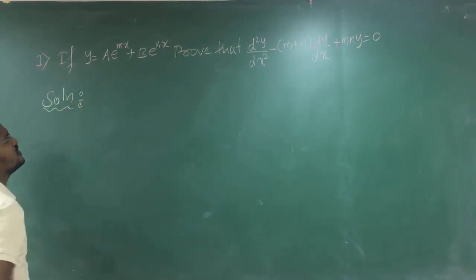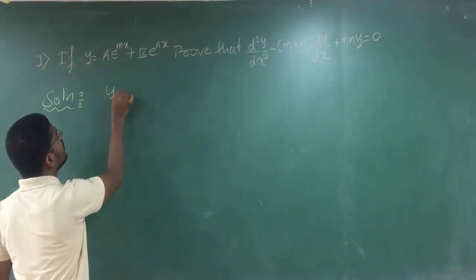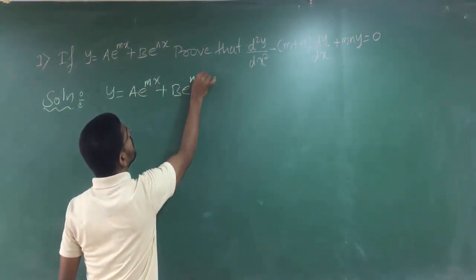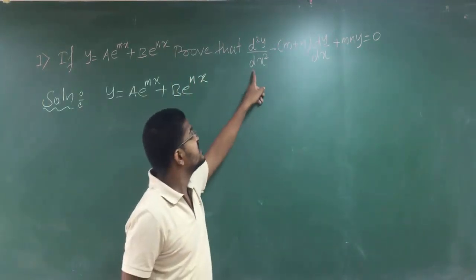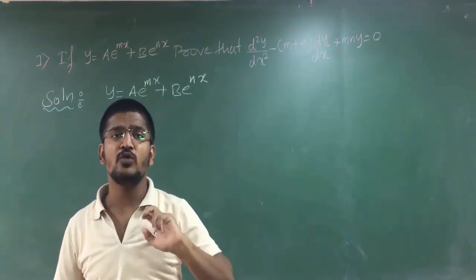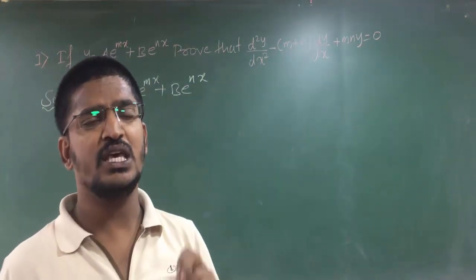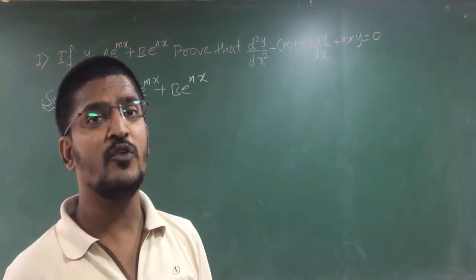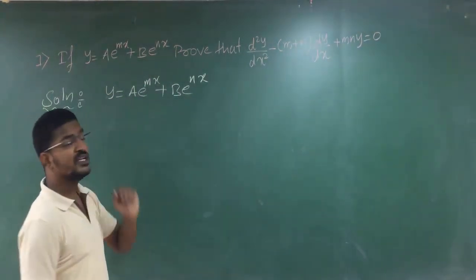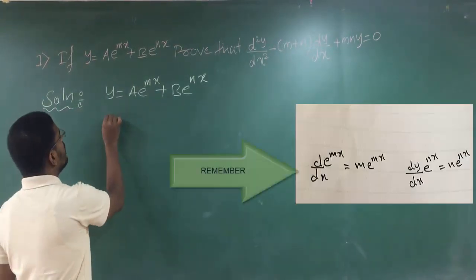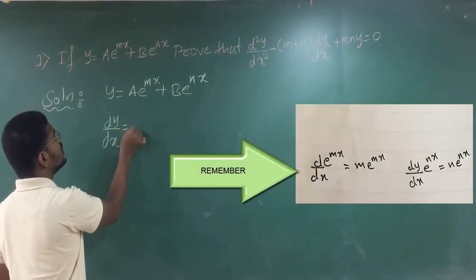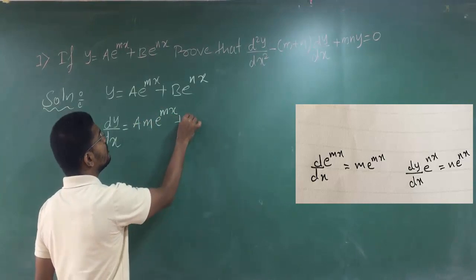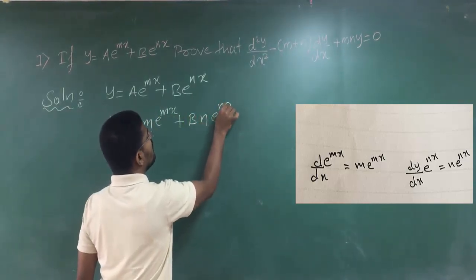Here you have to check that the given function is y equal to a into e to the power of mx plus b into e to the power of nx. d square y by dx square means you have to differentiate 2 times. So let us differentiate this 2 times. That will be dy by dx equal to a into m e to the power of mx plus b n e to the power of nx.